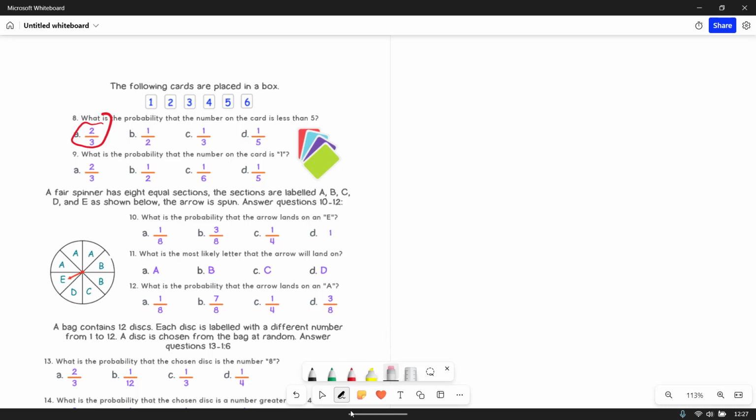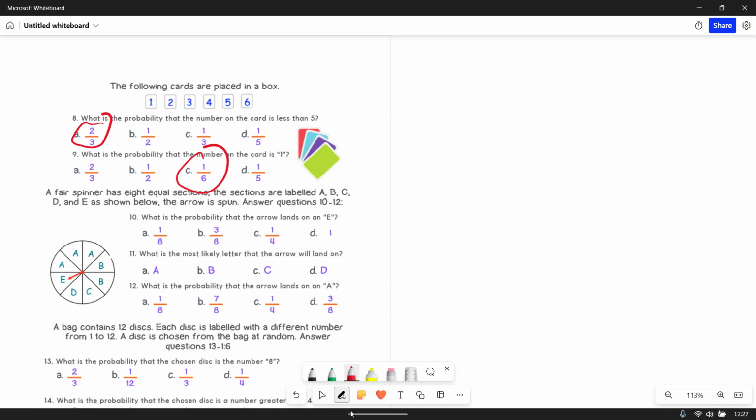Number 9. What's the probability that the number on the card is 1? There's only 1, so it's 1 out of 6. 1 out of 6. This one here. So number 9 is C.